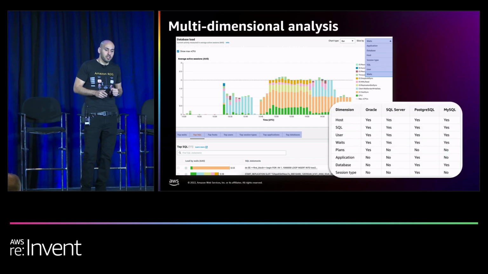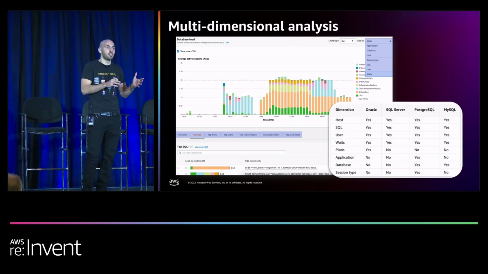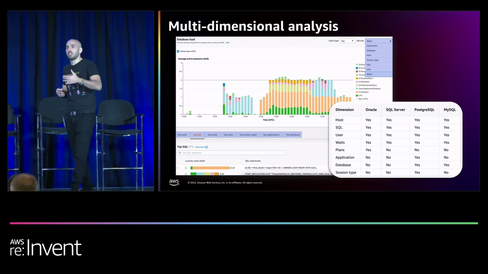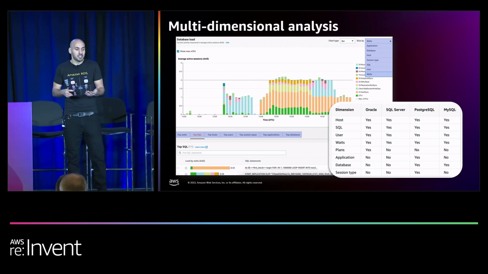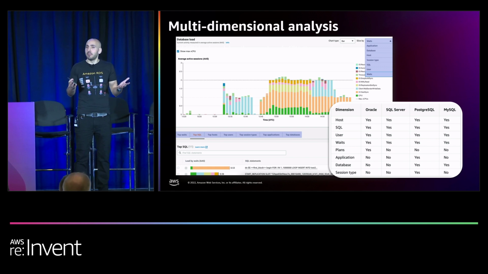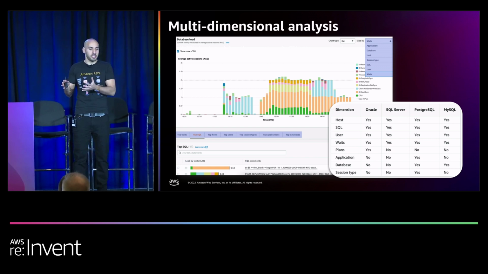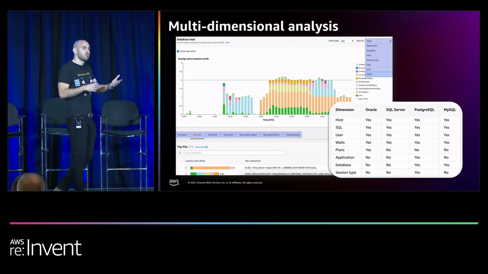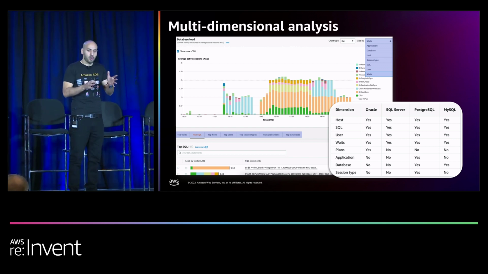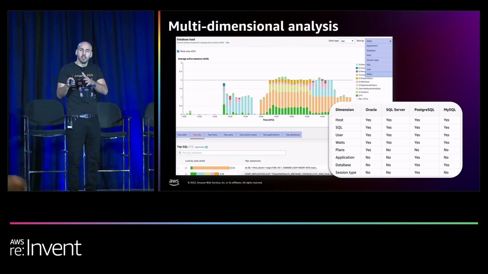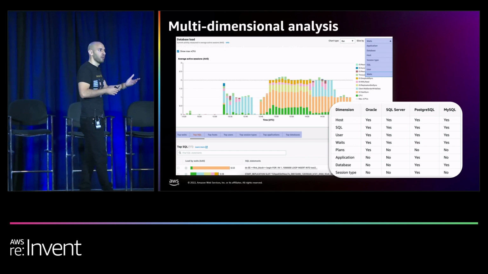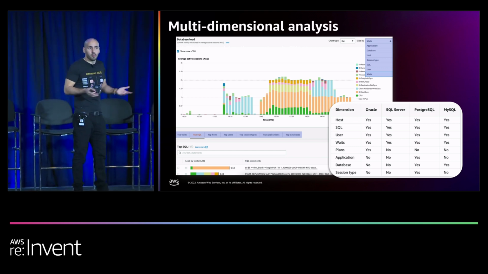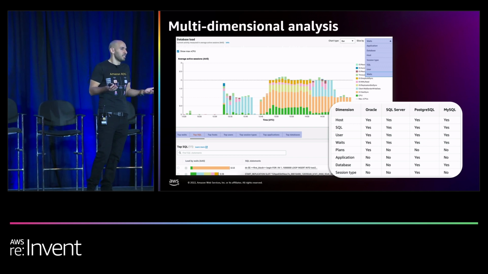You can see here, it's actually a screenshot from the documentation, so we can see which dimensions are supported for which database engines. And as you can see, we have a lot of dimensions supported across all of the RDS engines. Also, we will continue to improve feature parity. As you can see, there is no 100% parity across engines, but we will continue to improve feature parity where it makes sense to do so based on our customers and market demand.